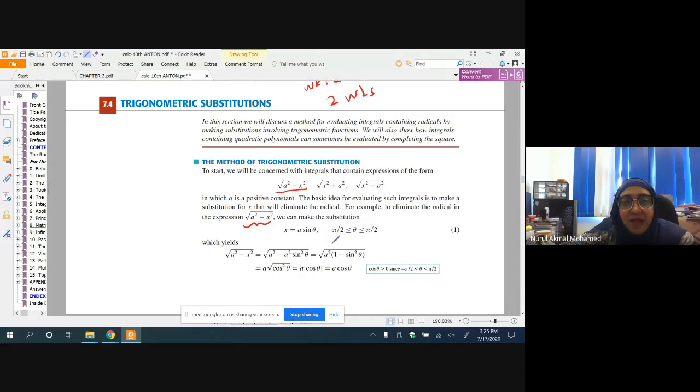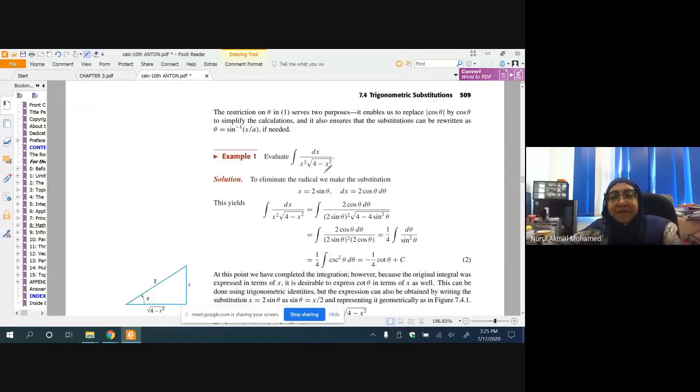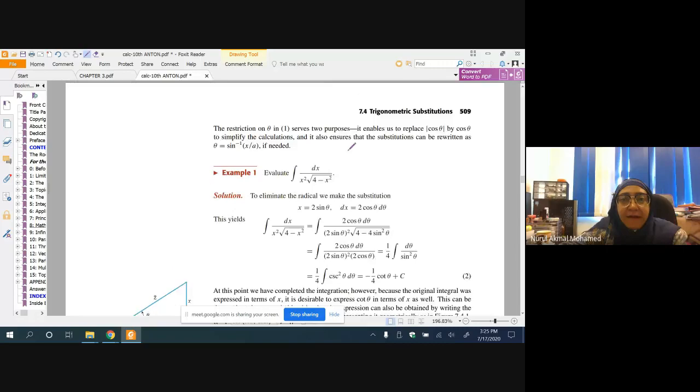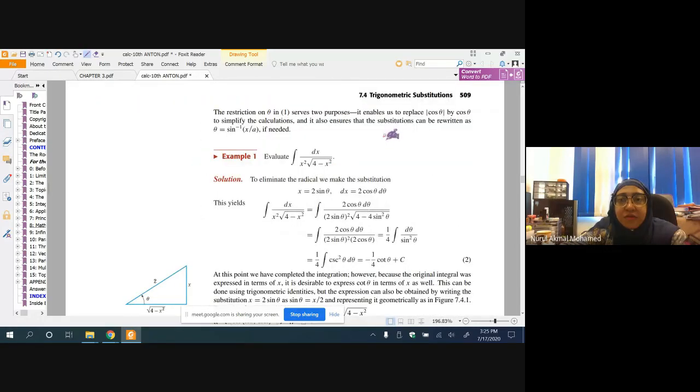Okay, let's try. This one here is in terms of square root of 4 minus x squared, so your a is equal to 2. It is suggested that you use x equals a sine theta, so it gives you 2 sine theta. So your dx is 2 cos theta d theta. Then you can apply the substitution.